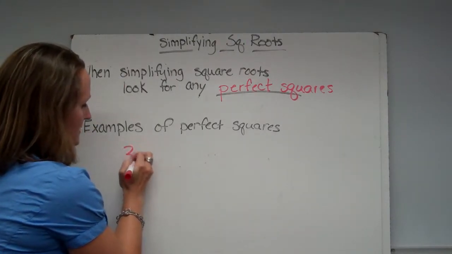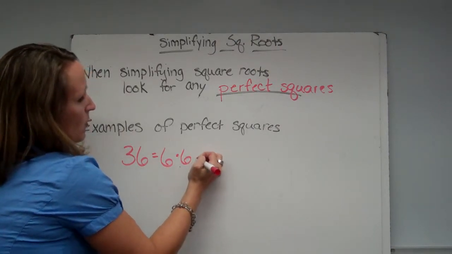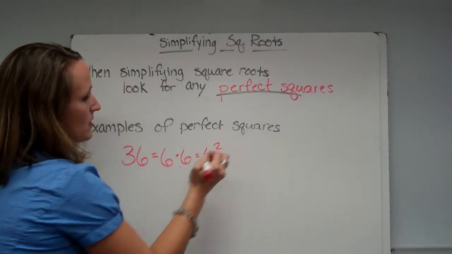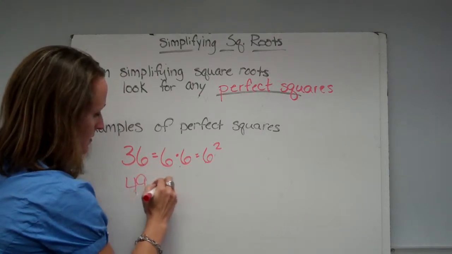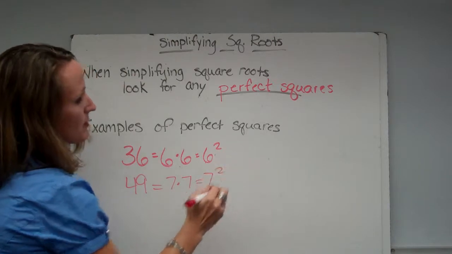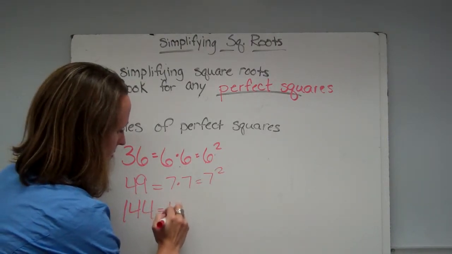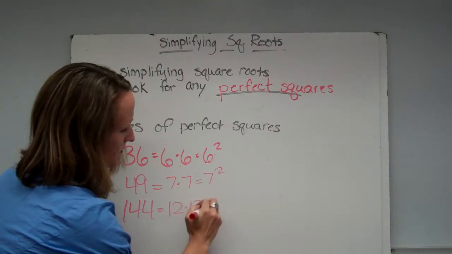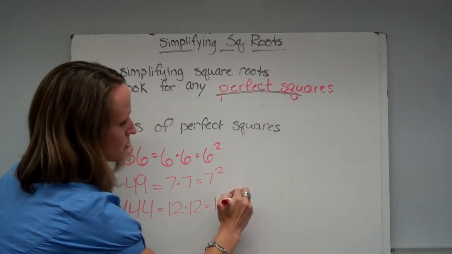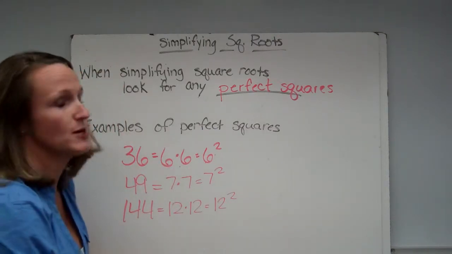We know that 36 is a perfect square. It's 6 times 6, or 6 squared. 49 is 7 times 7, or 7 squared. 144 is 12 times 12, or 12 squared. We also can look for things like perfect square expressions.